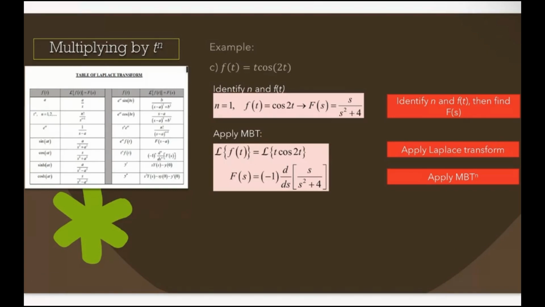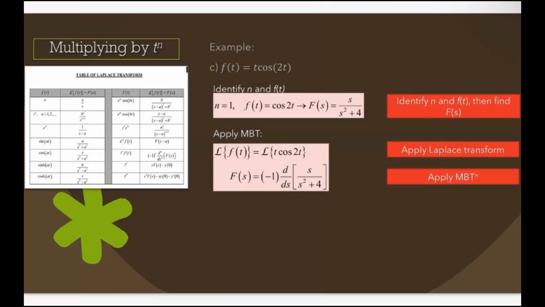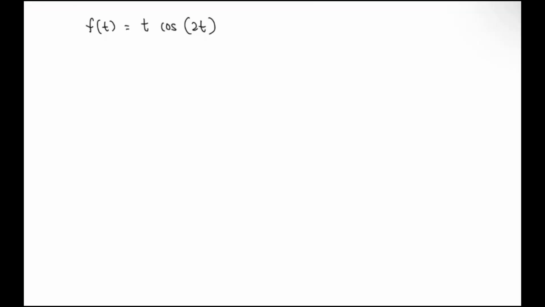Find the Laplace transform of t cos 2t. So our function, let's say f(t) equal to t cos 2t. So here we have n equal to 1, that means you need to differentiate only 1 time. First, let's transform our f(t) first, cos 2t. So the Laplace transformation of cos 2t.